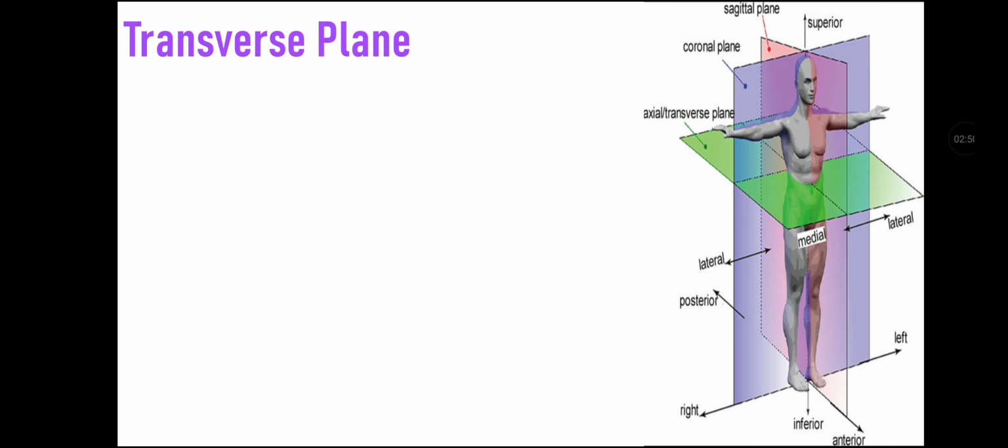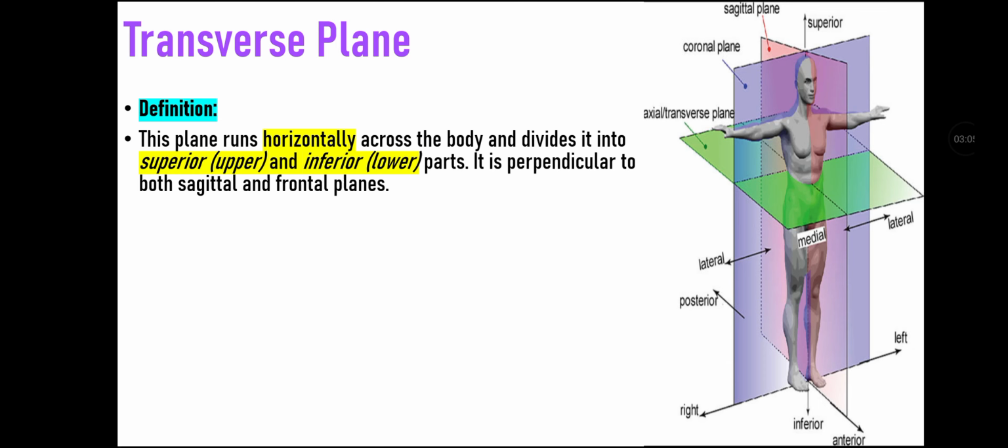Now let's talk about the transverse plane. First we talked about the sagittal plane and coronal plane. Both of them are vertical planes, while the transverse plane is a horizontal plane. As you can see in the diagram, the green colored plane is the transverse plane, also called the axial plane. Definition: this plane runs horizontally across the body and divides it into superior and inferior portions, or the upper and lower portions. It is perpendicular to both the sagittal and frontal planes.